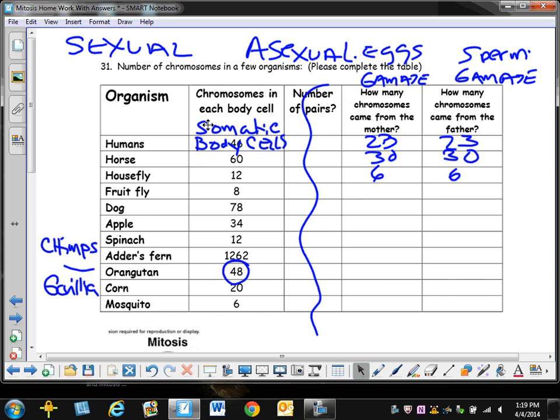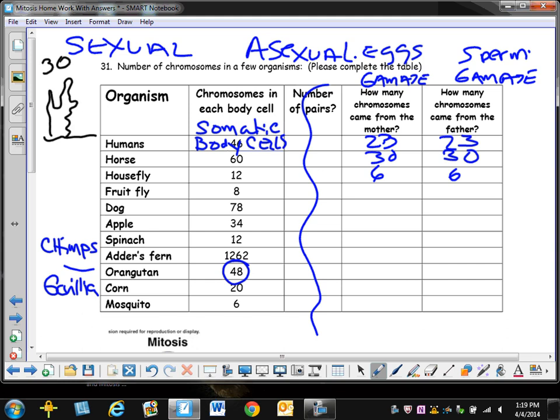Now, asexual's got some advantages. Asexual is fast. That's why bacteria are asexual. That's why you can start one day with a culture this big and the next day have millions, because they're reproducing asexually. Let's take a hydra. It's a little thing that lives in the ocean. Okay, that little hydra plant.